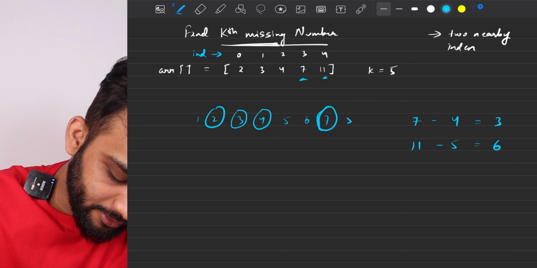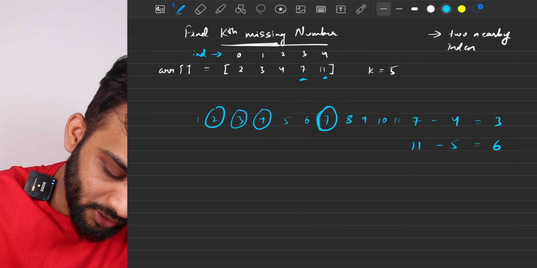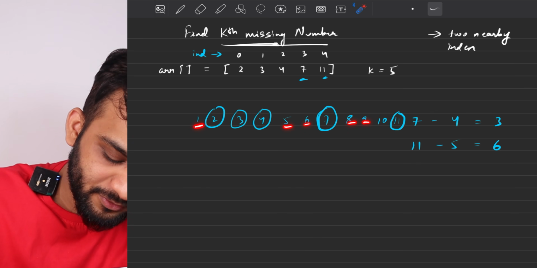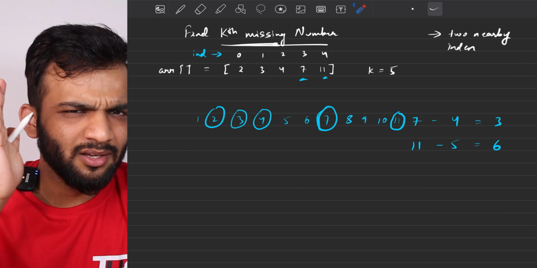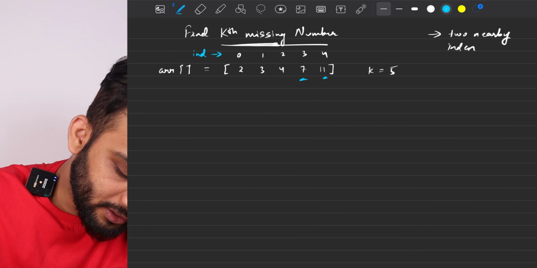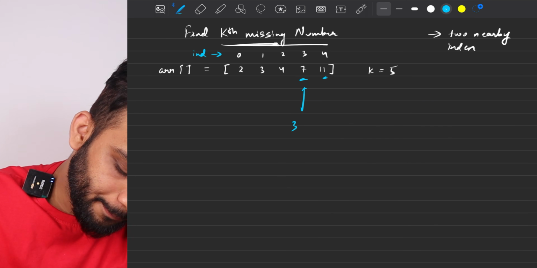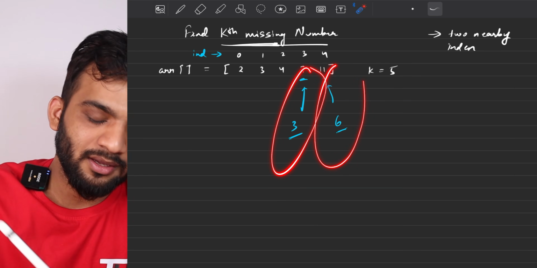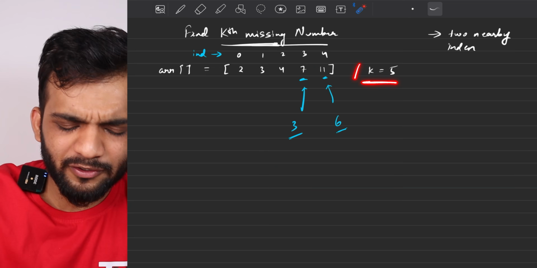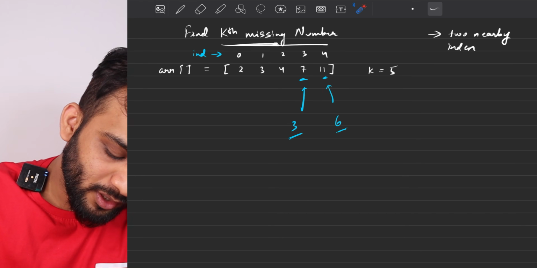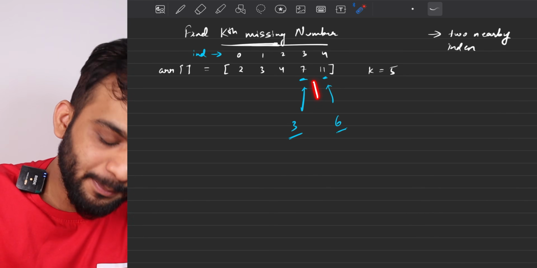You can again go ahead and write down the numbers. You'll figure out that 11 is there. Thereby 1, 2, 3, 4, 5, 6. 6 numbers are missing. So can I say that on the basis of k, on this index, 3 numbers are missing. On this index, 6 numbers are missing. If I can figure out the numbers of missing, what am I looking for? I'm looking for the 5th number which is missing. Thereby, can I surely say that it will lie between this?